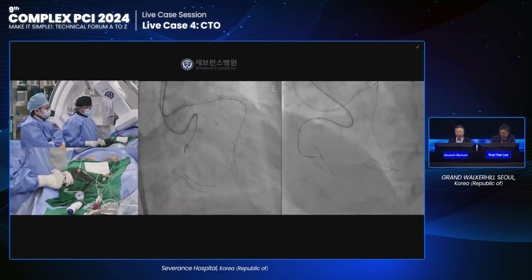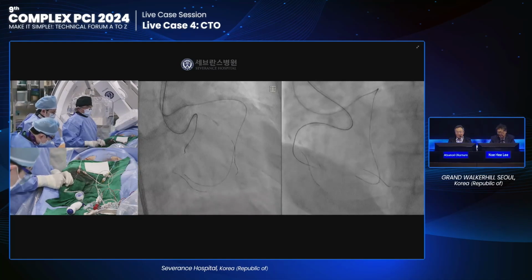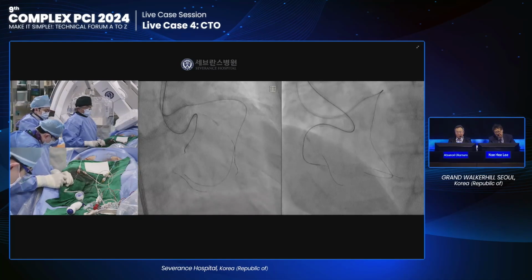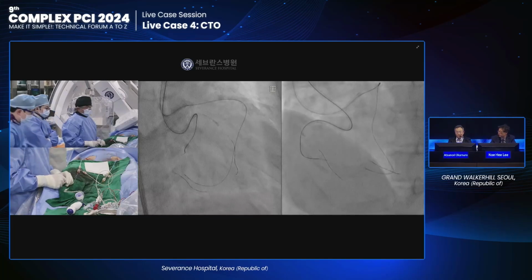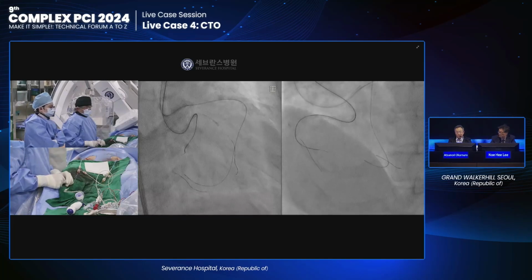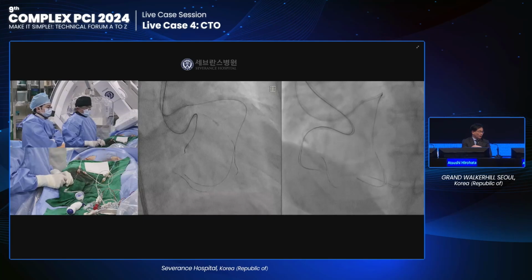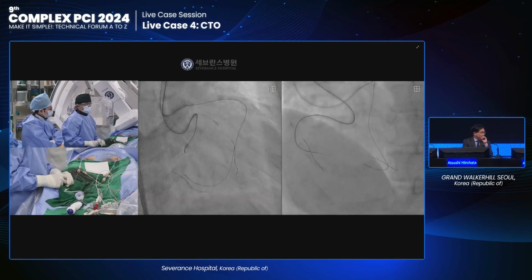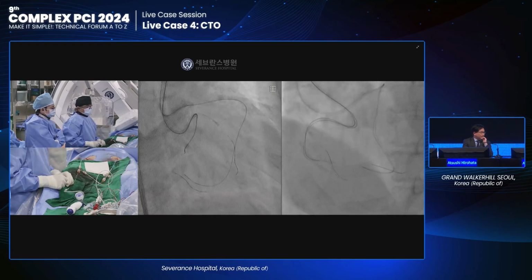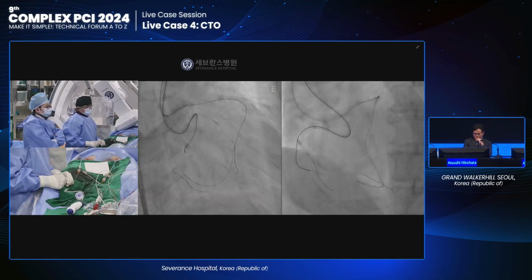It's difficult to define. If the operator has very strong confidence for doing the tip detection ADR for the next step, you can choose Gladius. And if you want to do subintimal tracking, probably the operator chooses Gaia. Yes, that is the answer.